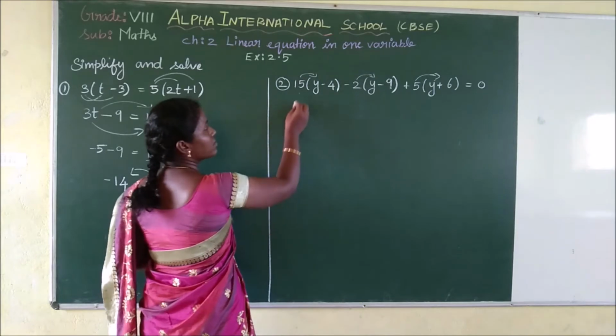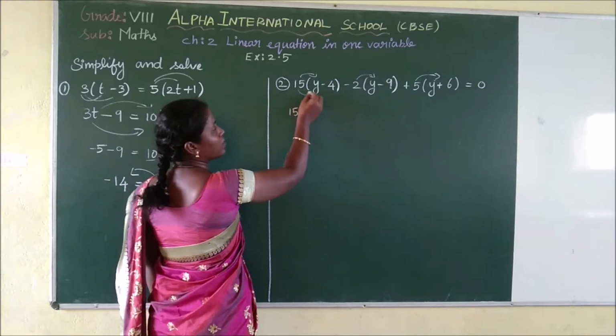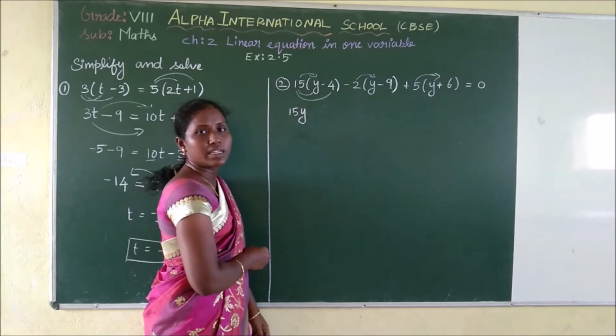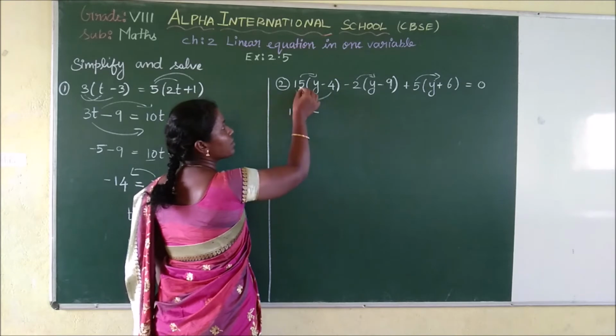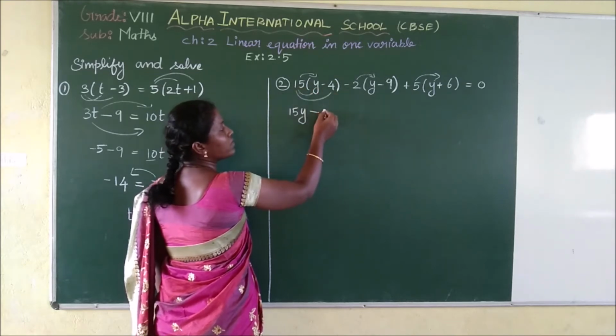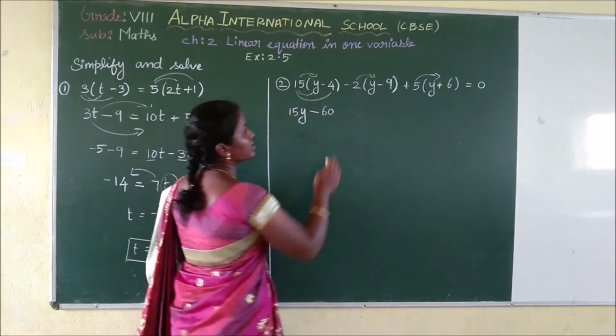So multiply that 15 into y. 15 has to multiply with both the terms inside the bracket. So 15 into y, 15y, minus 15 into 4. What is the value of 15 into 4? It is 60.